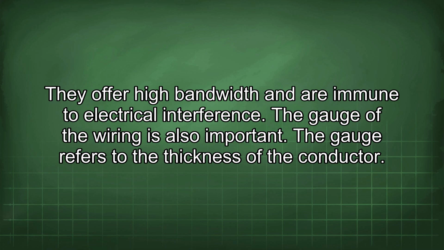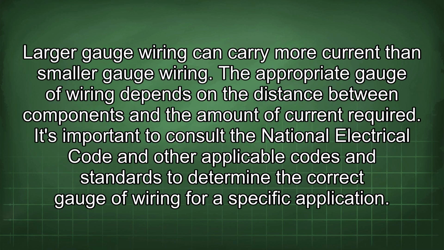The gauge of the wiring is also important. The gauge refers to the thickness of the conductor. Larger gauge wiring can carry more current than smaller gauge wiring. The appropriate gauge of wiring depends on the distance between components and the amount of current required. It is important to consult the National Electrical Code and other applicable codes and standards to determine the correct gauge of wiring for a specific application.